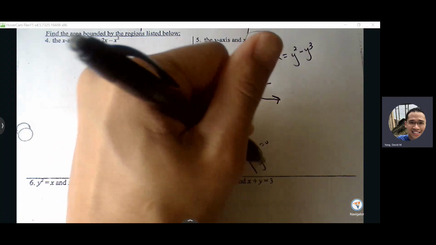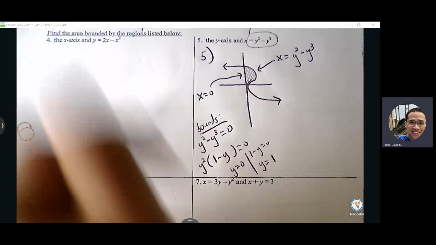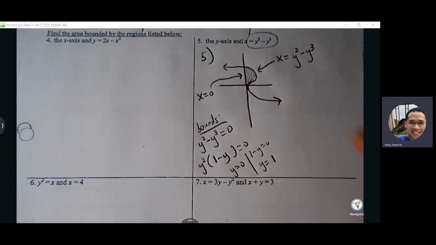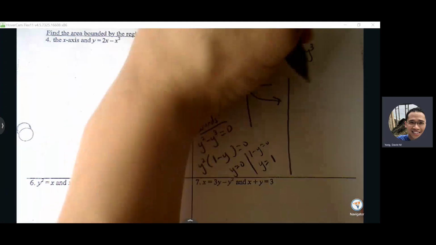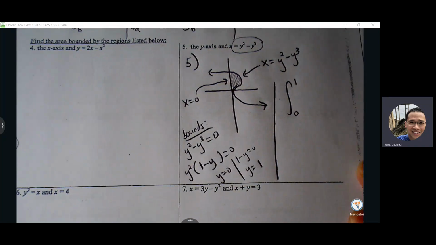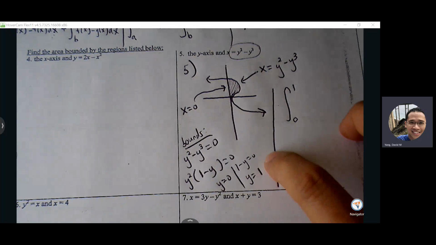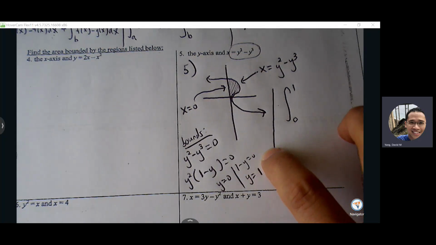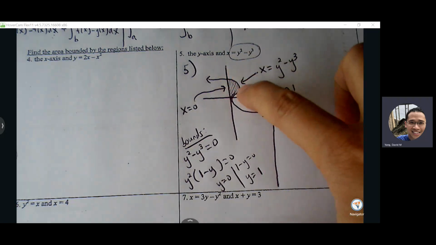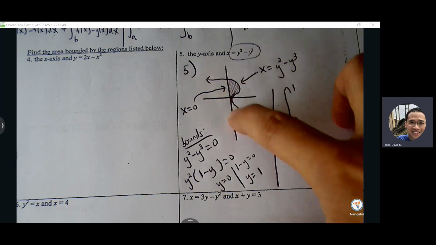y equals 1, right? And we can tell that the boundary is this is 0, that's a 1, and I can just set up my definite integral. Okay. Again, this is not top minus bottom, this is right minus left. What's the graph on the right side of this shaded region? What's the boundary? The y squared minus y cubed, right? That's the one that is further to the right than the vertical line.